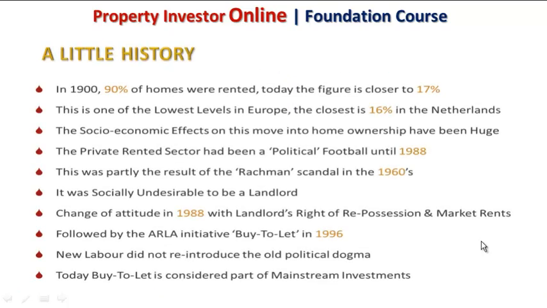Now I want to start off giving you a little history on where buy-to-let came from and the private rented sector. In the 1900s, 90% of homes were rented. Today the figure is closer to 17% and rising quickly as we become a nation of renters. Go back a few years and it was as low as 14–15%, and before the turn of the century it had dropped to around 10%.